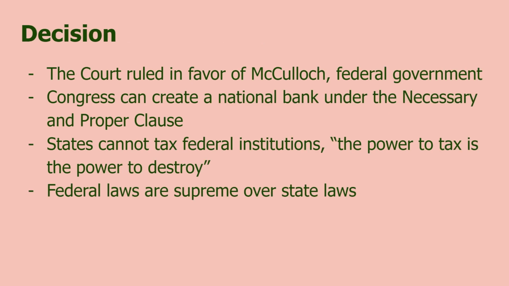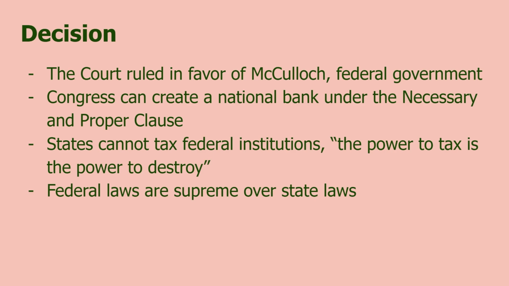So for the decision, the court ruled in favor of McCulloch and the federal government. It said that Congress can create a national bank under the Necessary and Proper Clause. Since Congress has explicit powers having to do with money and the economy, it's reasonable that they're allowed to create a national bank under what is necessary and proper. It also ruled, following the supremacy principle, that states cannot tax federal institutions, as the power to tax is similar to the power to destroy.